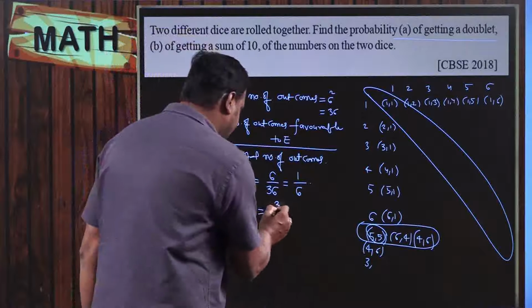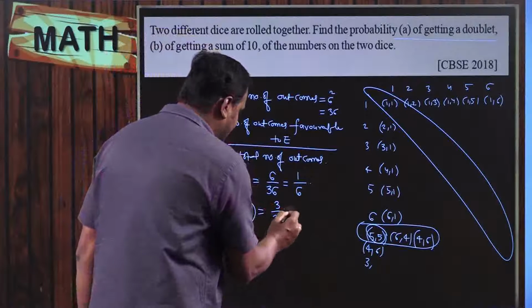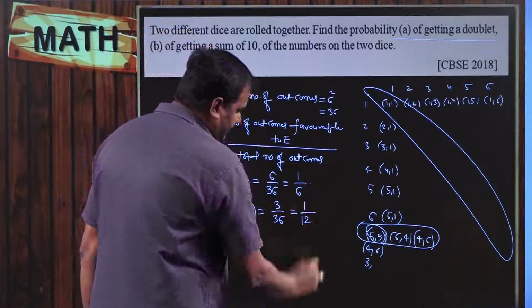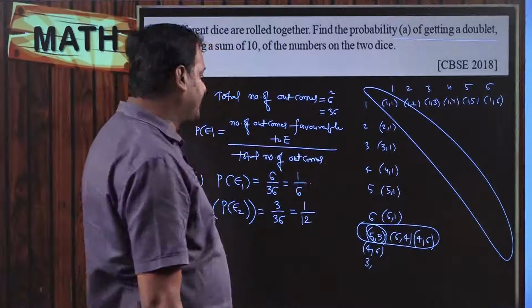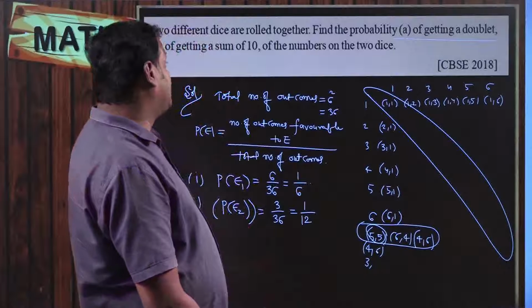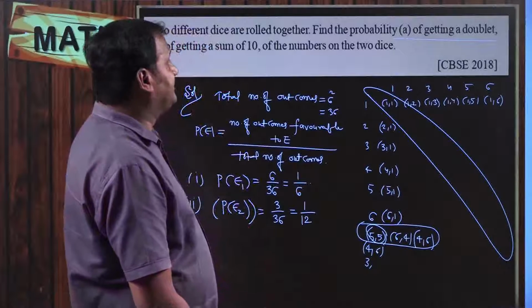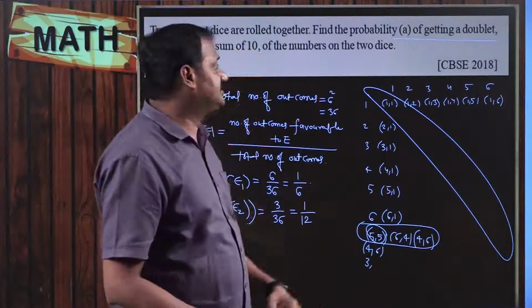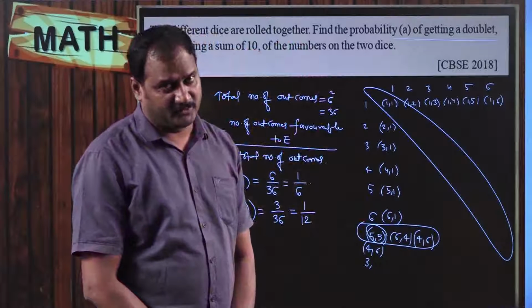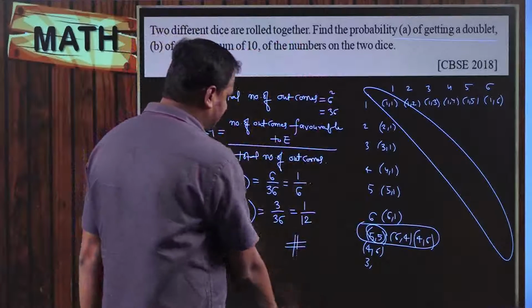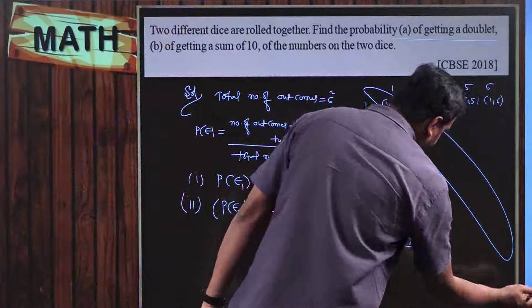Therefore, 3 divided by 36. 3 divided by 36: 3 ones are 3, 3 twos are 6. So 1 divided by 12 is the probability of getting an event whose sum is equal to 10 of the numbers on both the dice. Hope you understand. Right. So this way you can answer these problems. Moving on to the next problem.